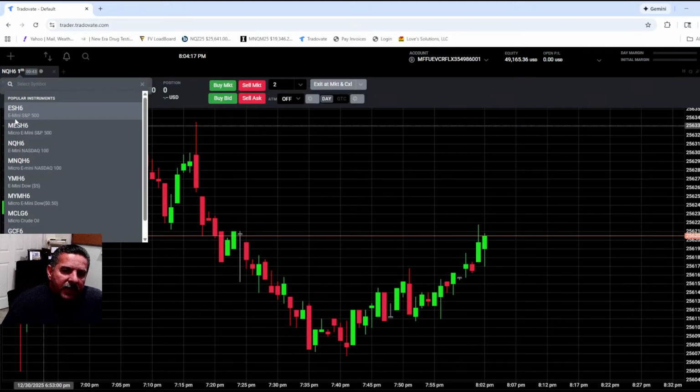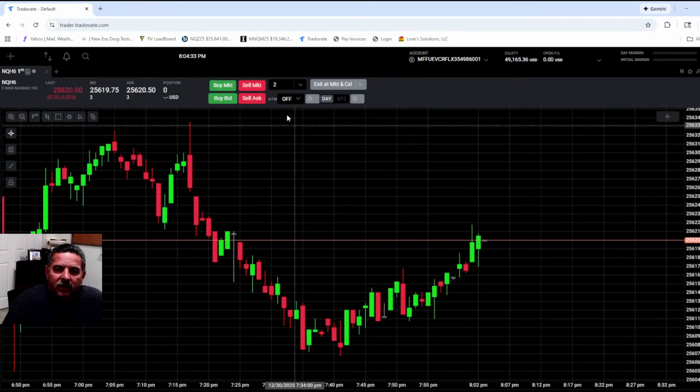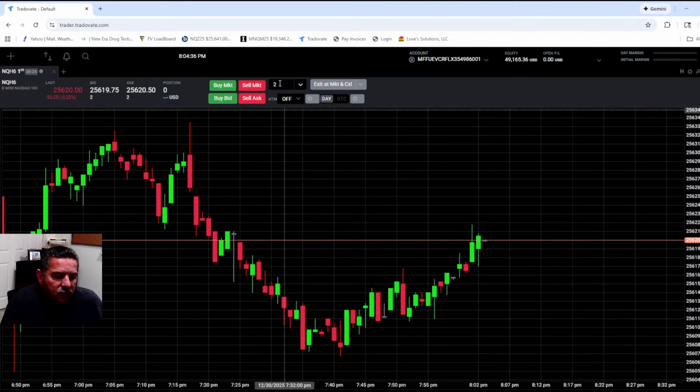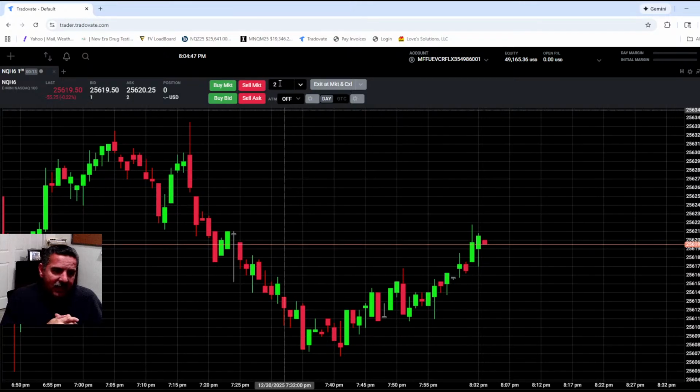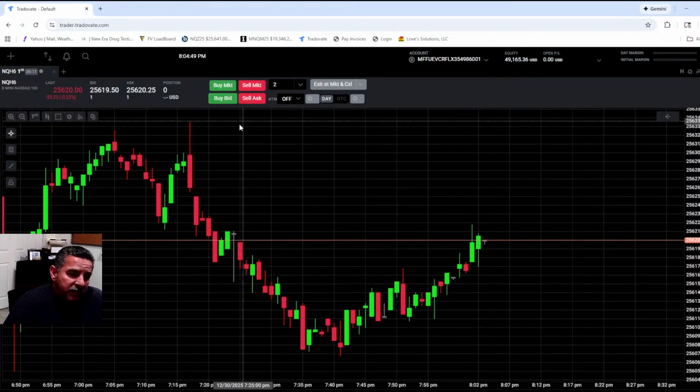Then you have your micros, which is this right here. Micros, every time it clicks up, it's $5, and every time it clicks down, it's $5. So micros are cheaper than minis, just keep that in mind. If you put 2 contracts on there, every time it clicks and you're on minis, it's $100. Every time it pumps up, it's $100, and every time it pumps down, it's another $100 if you're in a trade.